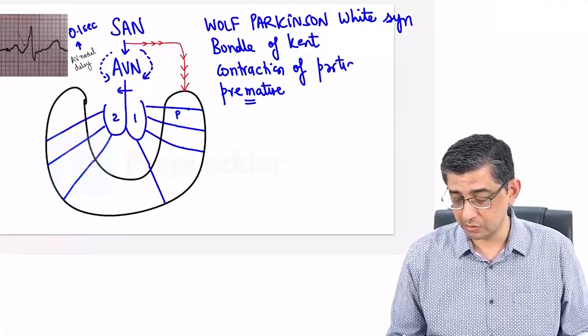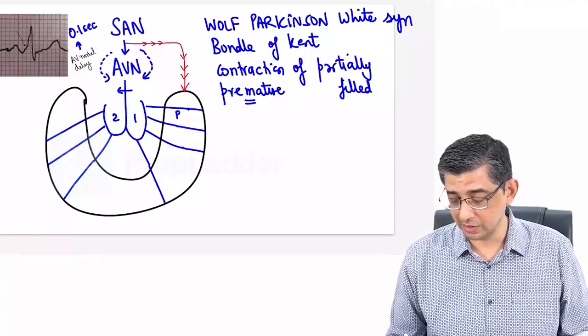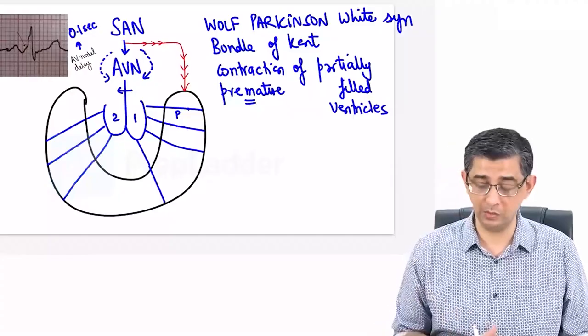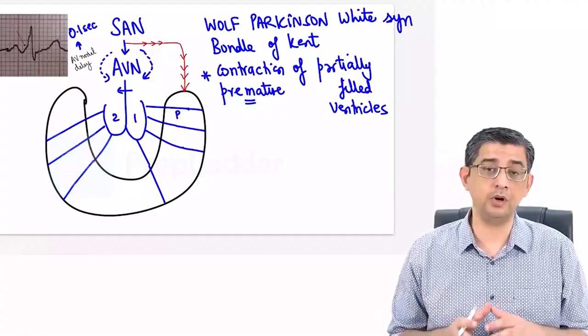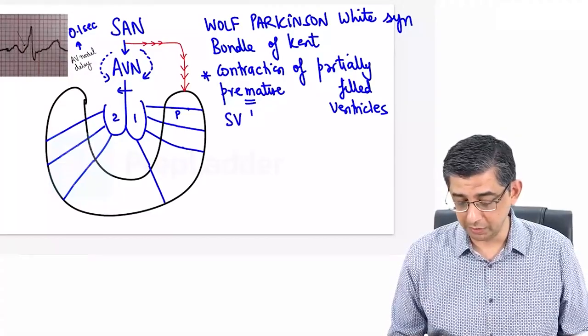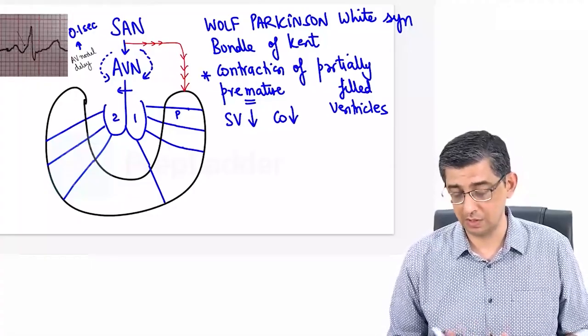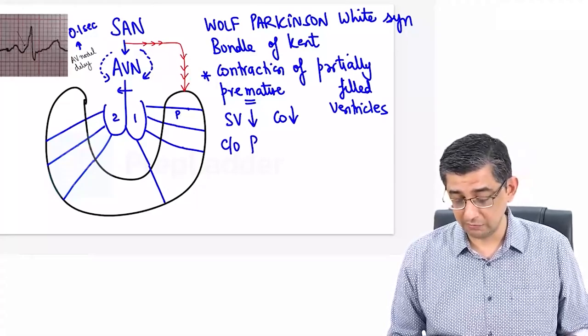I want you to focus on the statement that I've highlighted at least twice, because this is the crux of this discussion. In fact, the two conditions that I'm going to explain to you in the next 10 minutes or so will mainly focus on this statement of mine. Premature contraction of a partially filled ventricle, which explains the relatively less stroke volume, which explains the relatively low cardiac output of these patients.